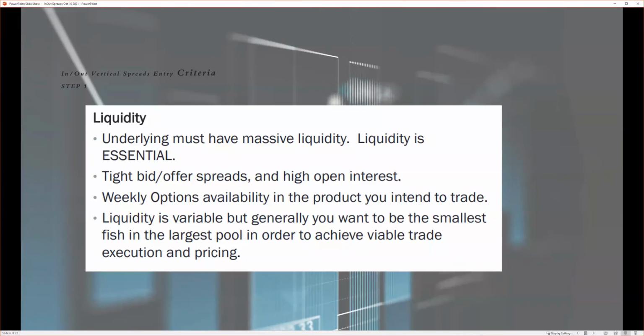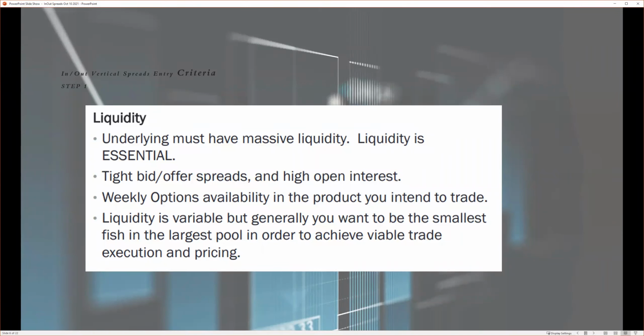Weekly options availability in the product that you intend to trade is also very important. Most of the underlyings that have weekly options are very liquid, and that is the reason they have weeklies, right? Not all underlyings have weeklies. SPY doesn't even have weeklies, it has expirations three times a week. And some others too, not many. But at least you need products that have weeklies.